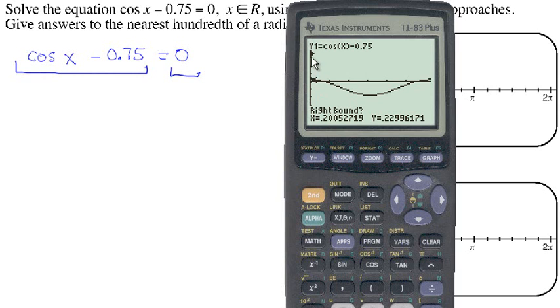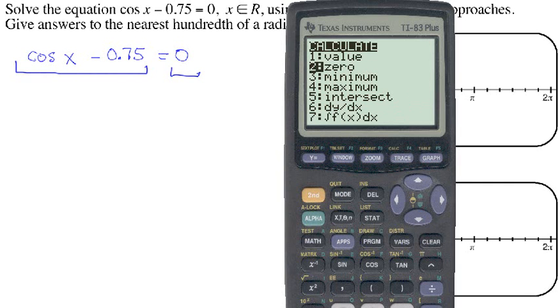Enter. It puts a little triangle mark up above. Now move to the right until you're clearly right of the point you're trying to find. Enter again. These are your left and right bound. The calculator is saying it's going to search in this area and try to find a 0. And if you hit enter one more time when it asks for a guess, it finds 0.723 for the first x-intercept.